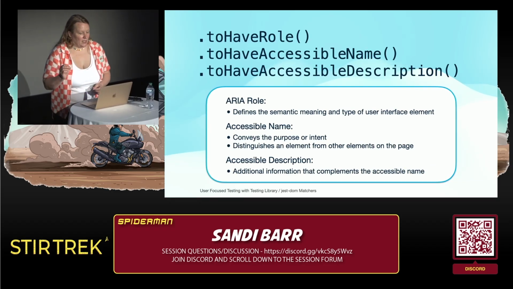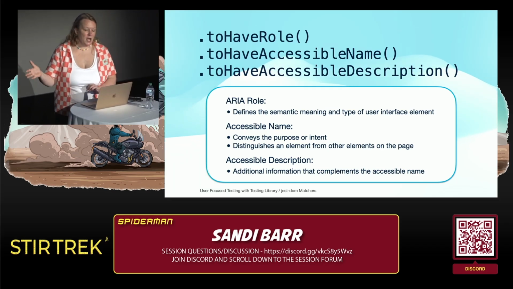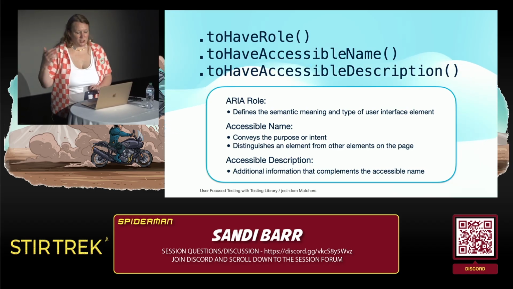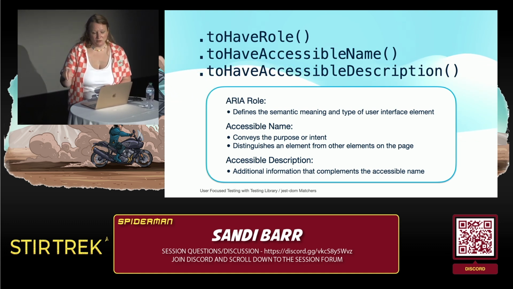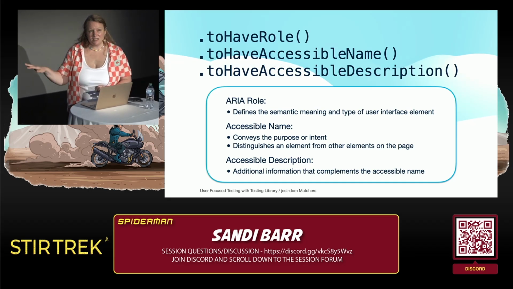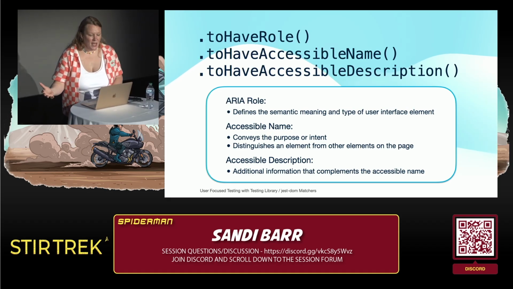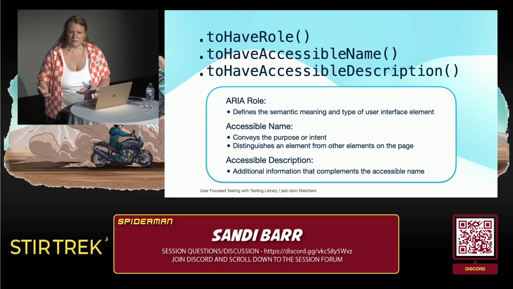An element's ARIA role will define the semantic meaning or type of a UI element. The toHaveRole matcher can match either an explicitly assigned ARIA role, such as assigning the role switch to a checkbox, or it will also match an implicit role like the textbox role given to text inputs. The accessible name conveys the context and meaning of an element, and it distinguishes it from other elements on the page. Accessible descriptions are typically optional, and they are used to provide additional information or instruction.